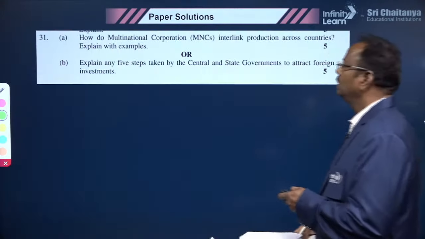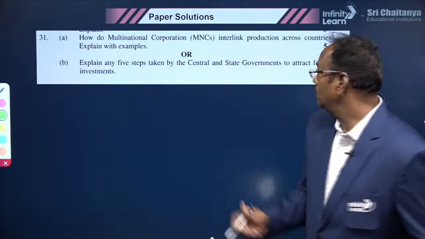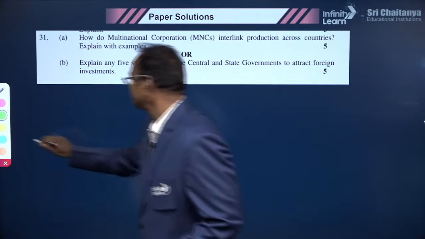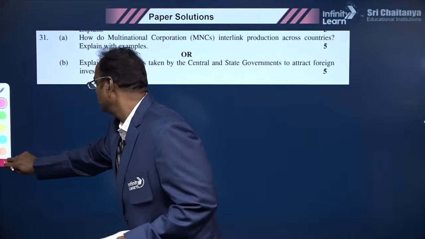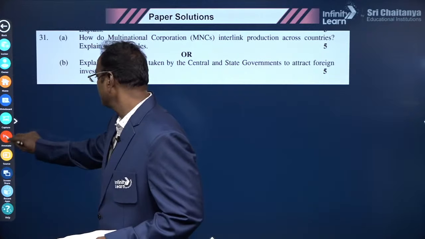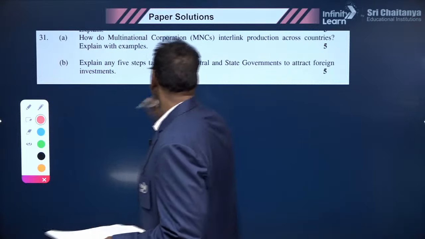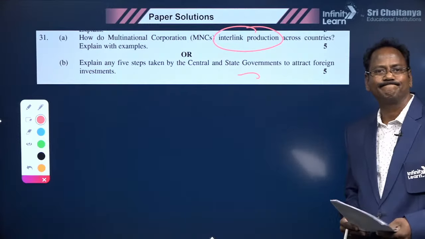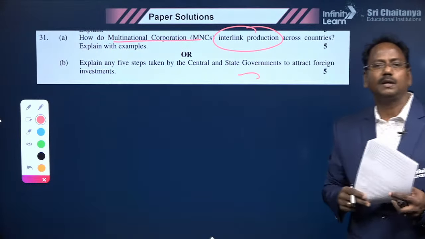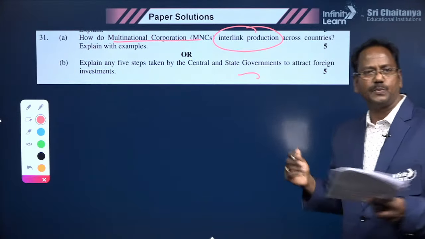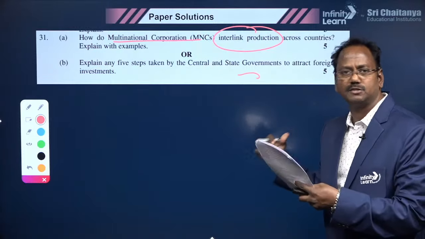question number 31. How do multinational corporations interlink production across countries? Interlinking production is the most important thing. Interlinking production by MNCs, by multinational corporations. What are the ways they follow? As it is very clearly explained, interlinking production by the MNCs has a side-heading, and one after the other is wonderfully explained in the textbook, right?